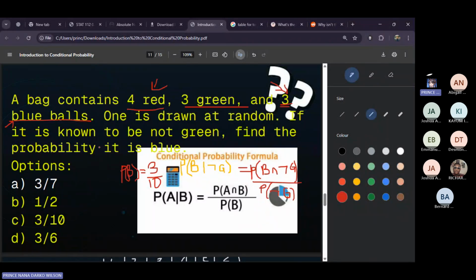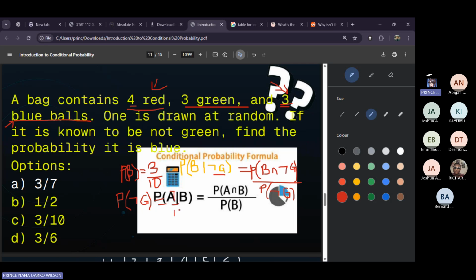Now, we need to find the probability that a ball is not green. For that, we just go to the question and figure out how many balls are not green. That's just the red balls and then the blue balls. So that makes how many balls? 7 in total. Or you can use the complement formula and that will still give you 7 out of 10.